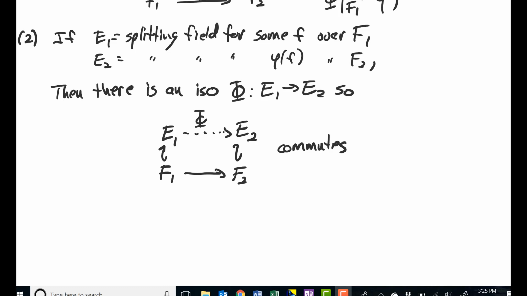You can start in F1, view yourself as if you were in E1 by inclusion, apply capital Phi, and then wind up at E2. Or you can use little phi to go directly across to F2, include that into E2, and you get the same answer. So here I've written out what the commutative diagram means, just in symbols without a picture. It means if you take capital Phi and restrict it to the base field F1 there, that's the same as just doing little phi. All right, so I'll let you copy that.